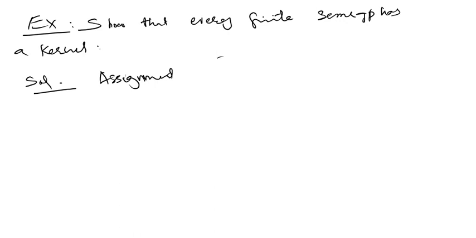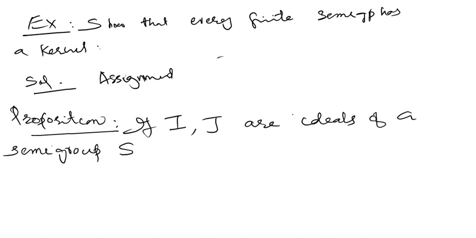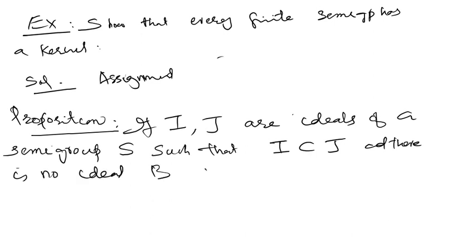Now the next proposition. If I, J are ideals of a semigroup S such that I is contained in J, and there is no ideal B of S such that I is a subset of B subset of J.